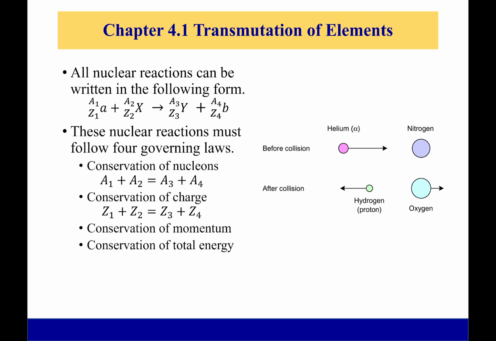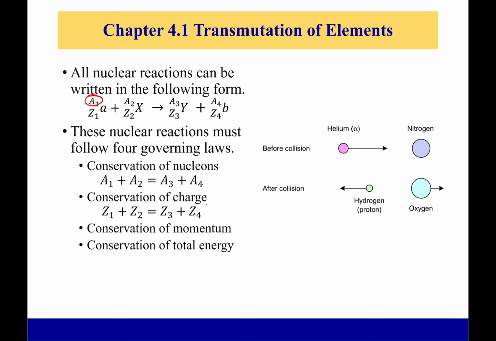And each of these reactions has to follow four governing laws. First off, the number of nucleons, that's the number of protons and neutrons, can't change. If I had two protons and two neutrons to start, at the end I'm going to have that same number total. I might have more protons, I might have more neutrons. Things can change within reason.